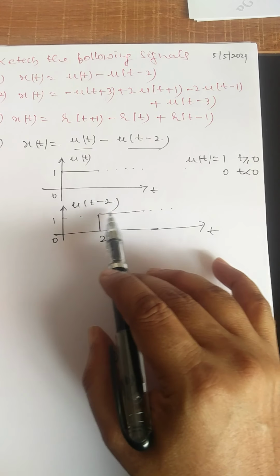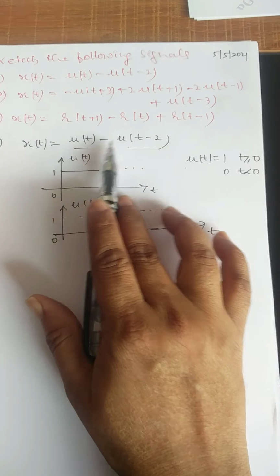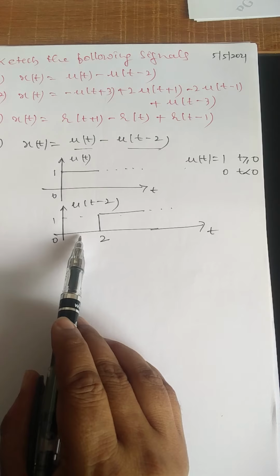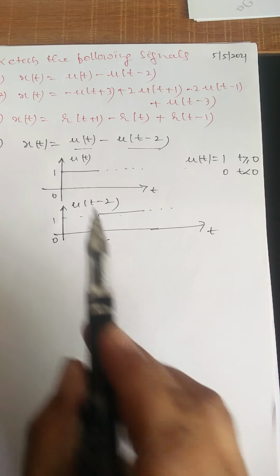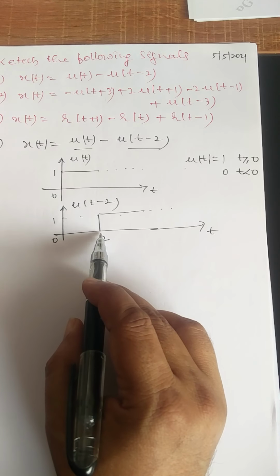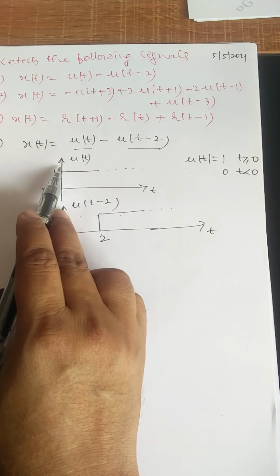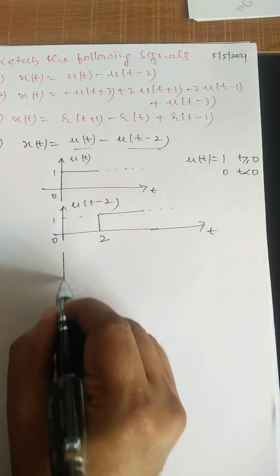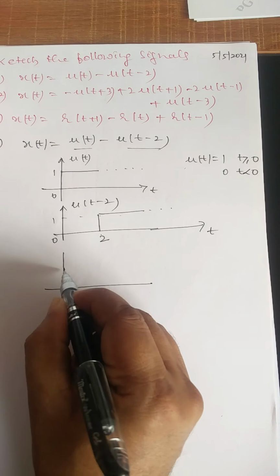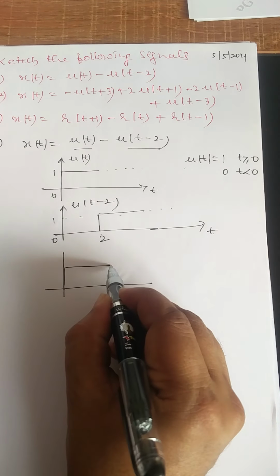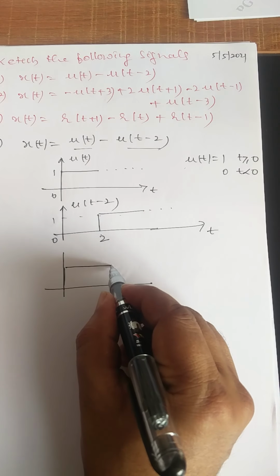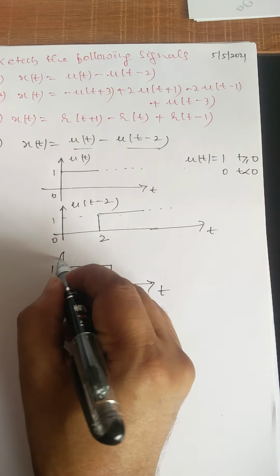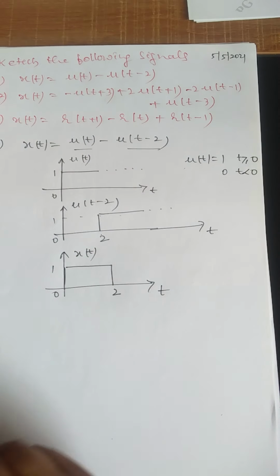Next, I need to subtract this signal from this signal. That is u of t minus u of t minus 2. See, from 0 to 2, we don't have the second signal. That means this minus 0, you'll get the same signal. From 2, this value is 1 and this value is also 1. 1 minus 1 will become 0. That means the resulting signal is 0 to 2, we have only the first signal, that is u of t, from 0 to 2. At 2, both are 1s, and when subtracted, it will become 0. So you will get the signal only from 0 to 2. This is your x of t signal.